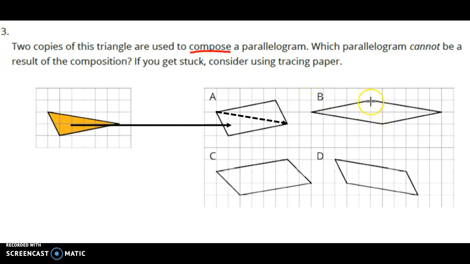B, I can draw my line here. And once again, you'll notice that these two triangles are the same. One's been flipped. So B can be made with the composition.